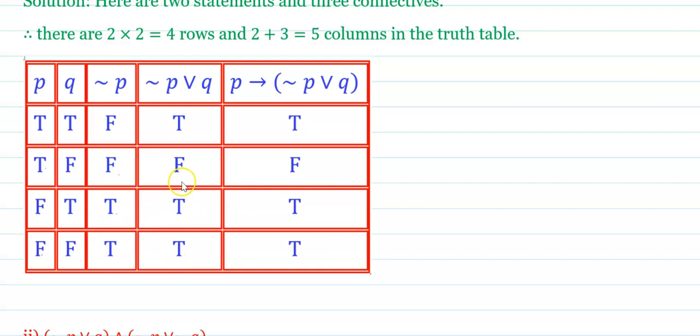Okay. Next, the implication from column number 1 to column number 4. T implies T, it is T. T implies F, it is F. F implies T, again it is a T. F implies T, again it is a T. And in this way we get the last column, that is T, F, T, T.